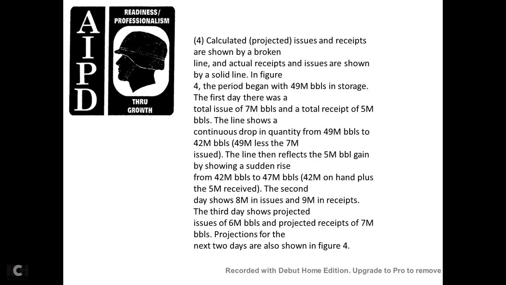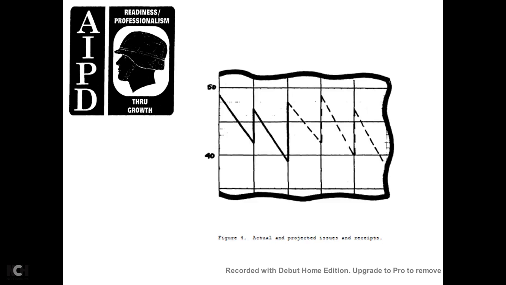The line reflects the 5,000 barrels gained, showing a sudden rise from 42,000 barrels to 47,000 barrels: 42 on hand plus 5 received. The second day shows 8,000 barrels issued with 9,000 barrels received. The third day shows the projected issue of 6,000 barrels with the projected receipt of 7,000 barrels, and the projection for the next 2 days is shown in Figure 4.